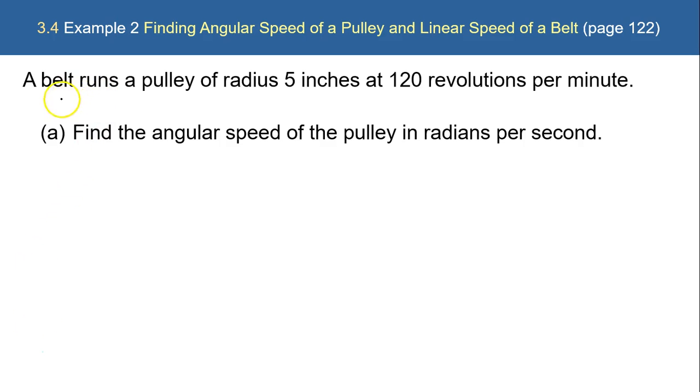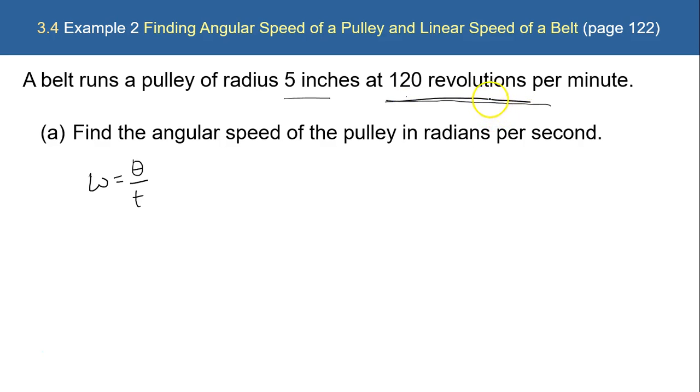All right, this is the second example. It says a belt runs a pulley of radius 5 inches at 120 revolutions per minute. Part A asks us to find the angular speed of the pulley in radians per second. Okay, so remember, angular speed is omega equals theta over t. All right, so before we can figure out this angular speed, we need theta. And this is going to help us in finding theta.